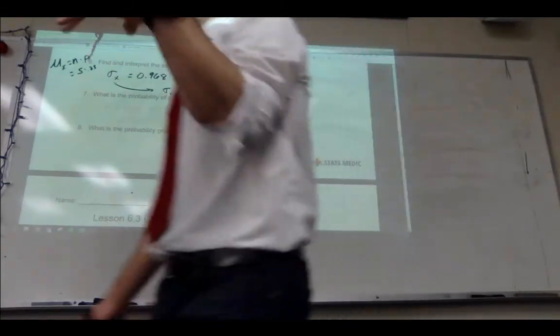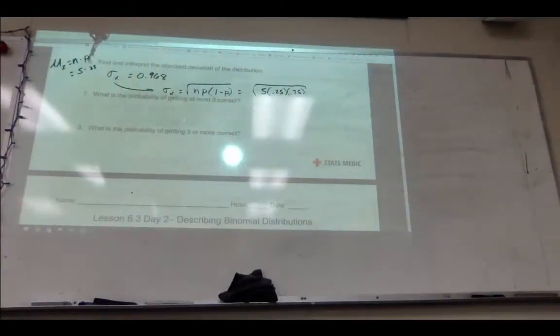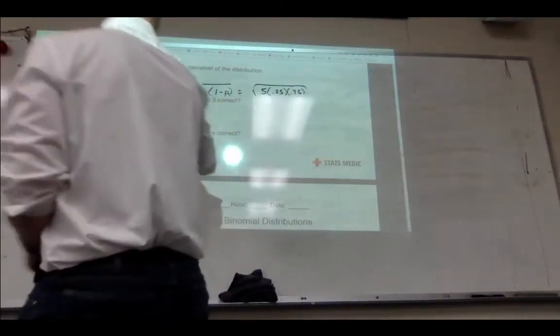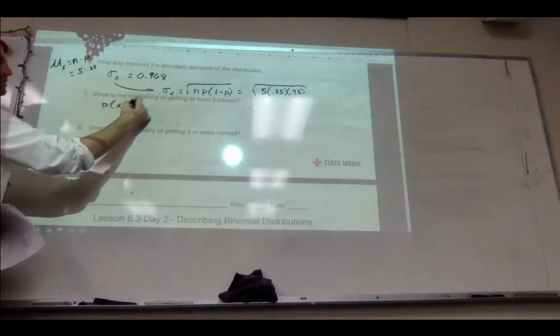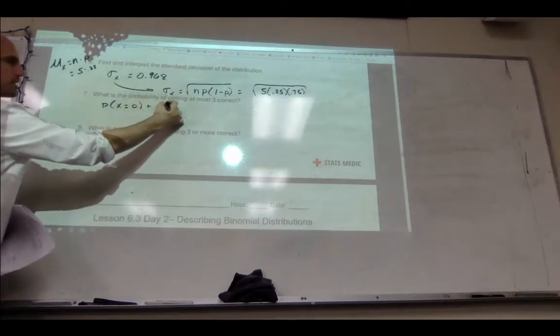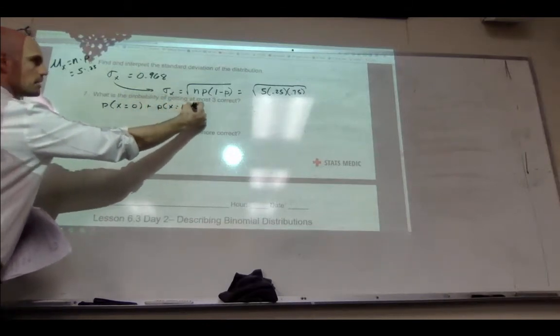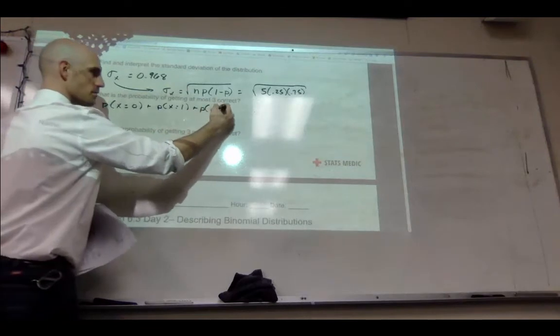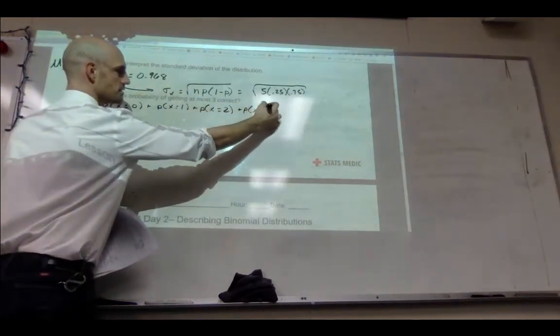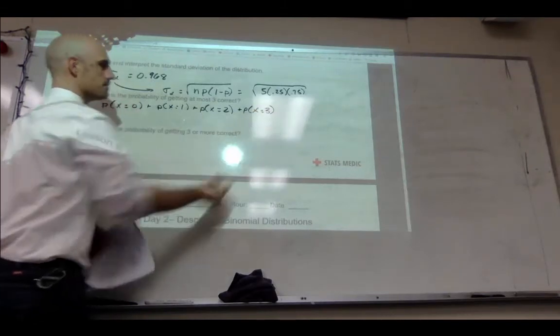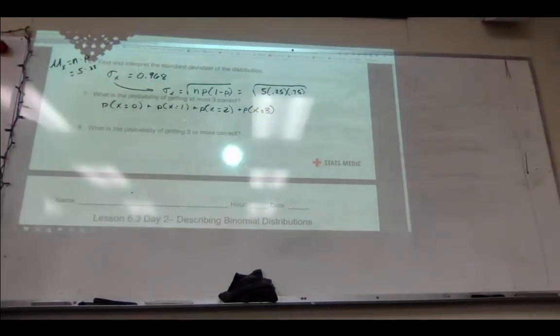Okay, so let's talk about it in general. One could add up the probabilities: the probability of x equals 0 plus the probability of x equals 1 plus x equals 2 plus x equals 3. Or you could do 1 minus the probability of 4 and 5. Now, it works for this because there are only 6 outcomes. What if we had 10 outcomes?